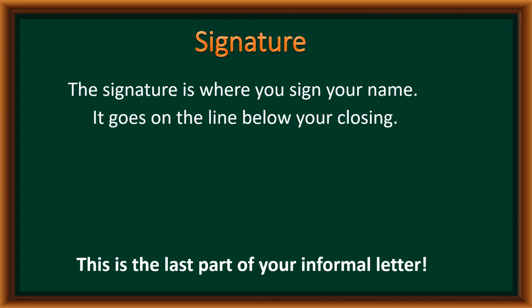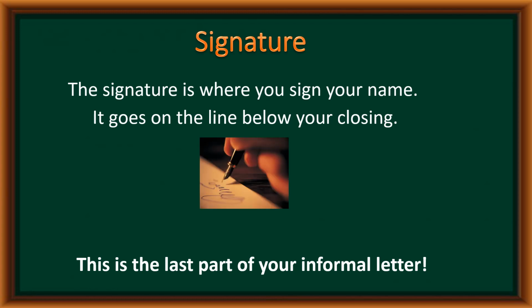And now we have the final part of the letter. The final part of a friendly letter is called the signature. The signature is where you sign your name. It goes on the line below your closing. Over here, this is a signature. And below, you have a name, Deborah. Now, this is the last part of your informal letter. The last part of the informal letter is called the signature.